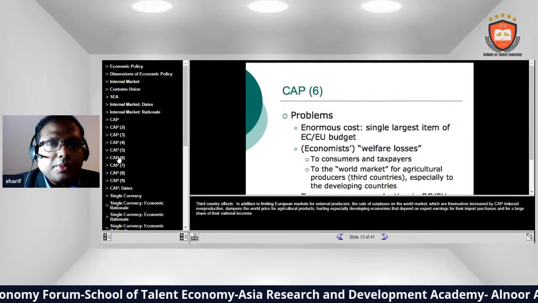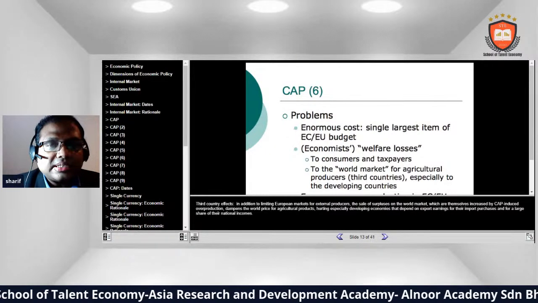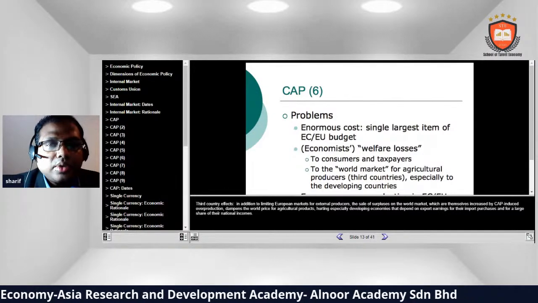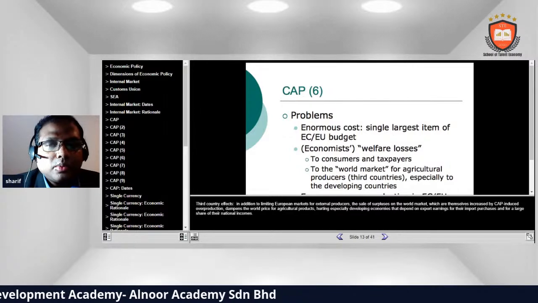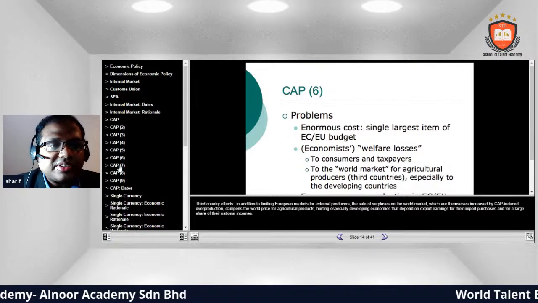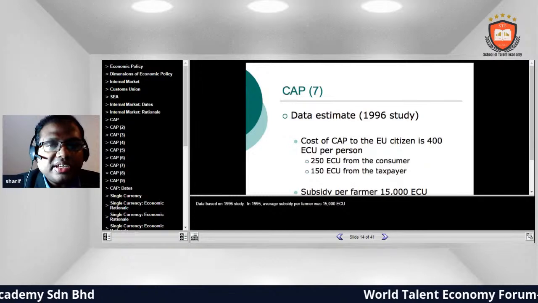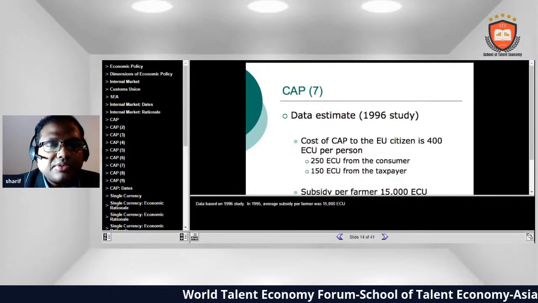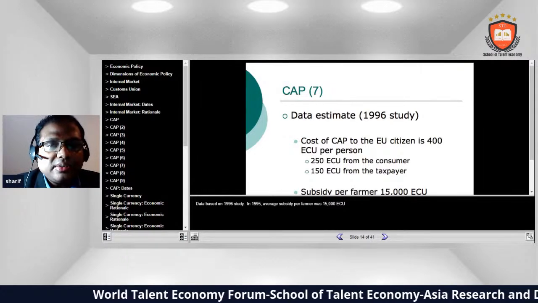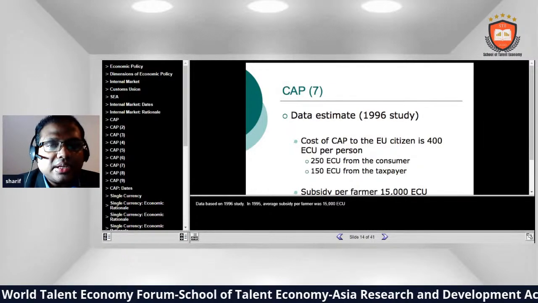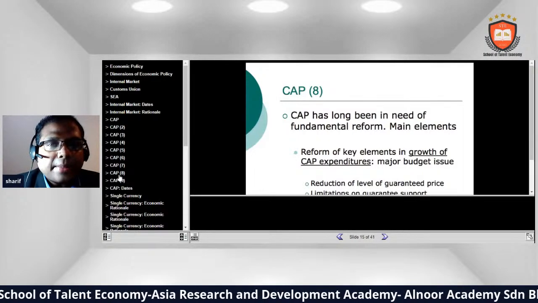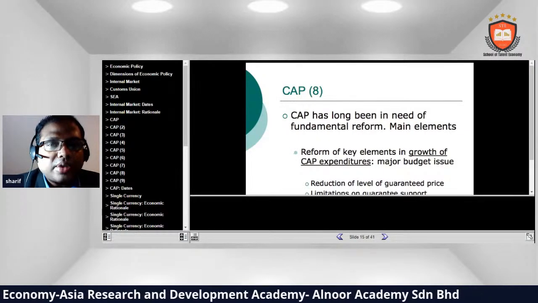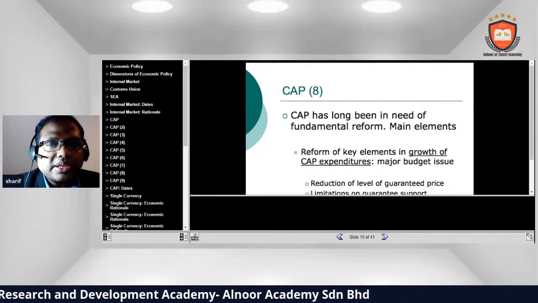CAP 6, enormous cost: the single largest item of EC or EU funds, with welfare losses to consumers and taxpayers, and to world market producers, especially in developing countries. CAP 7, cost of the CAP to EU citizens is 400 ECU per person, 250 ECU from the consumer and 150 ECU from the taxpayer. CAP 8, the CAP has long been in need of fundamental reform.